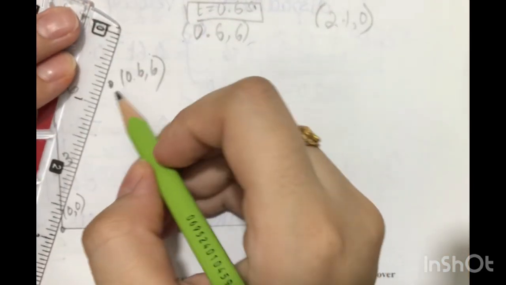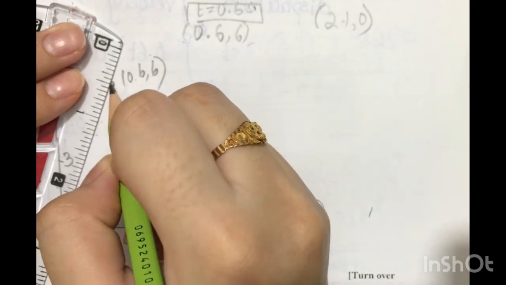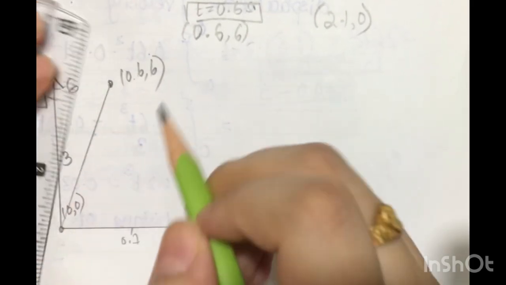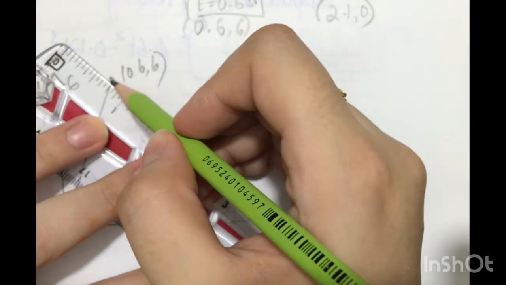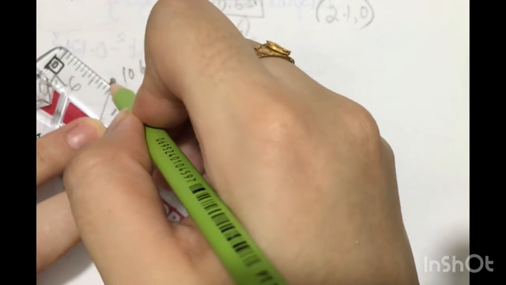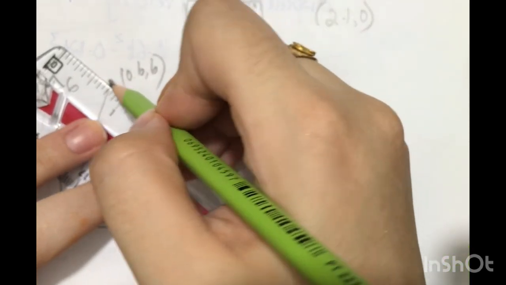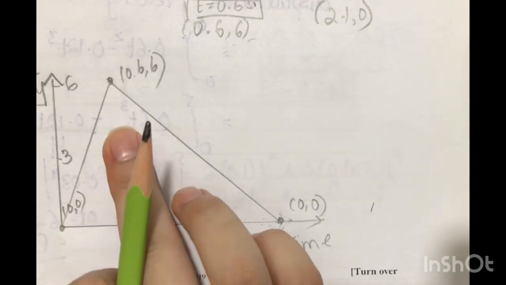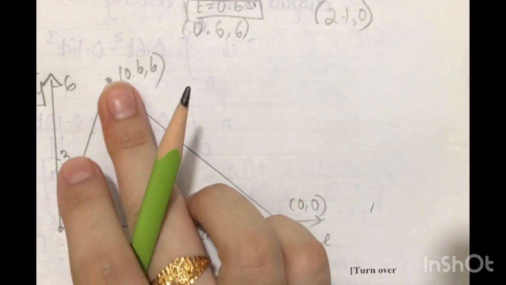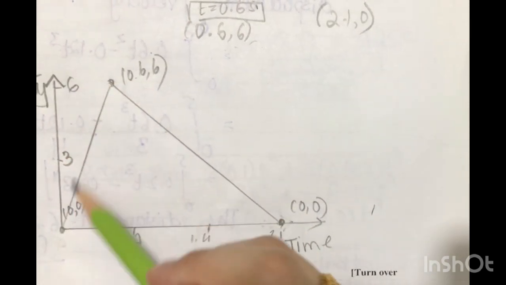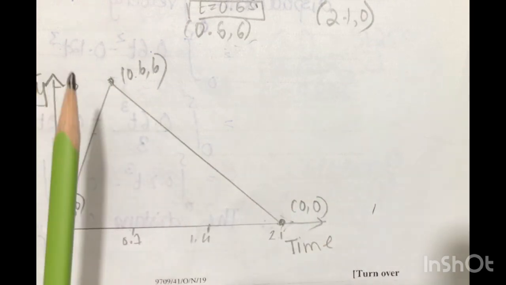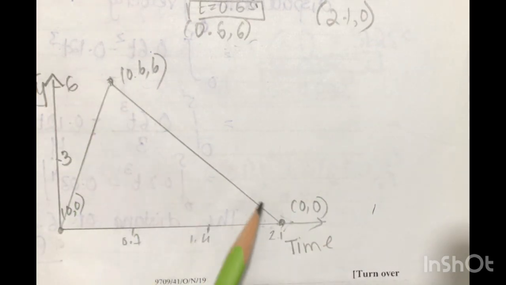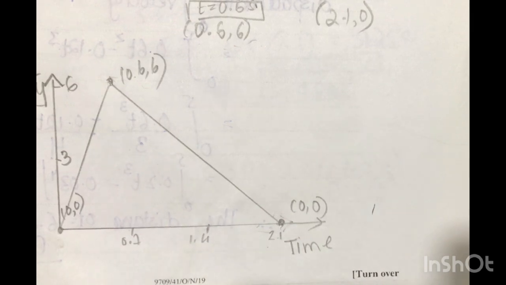Now we can join these 3 points. These are two straight line segments. This point to this point is from release till the surface of the water, and this is from the surface of the water till it comes to rest in the tank of water.